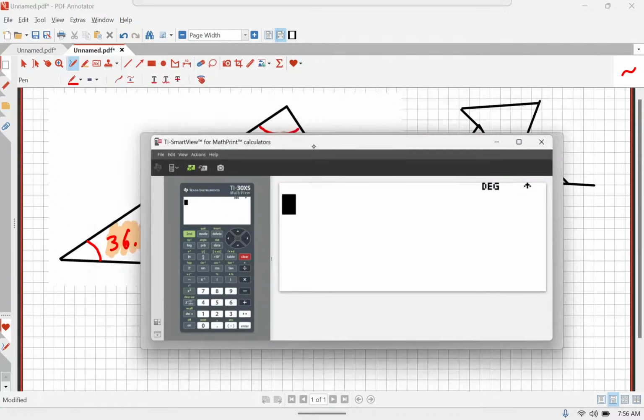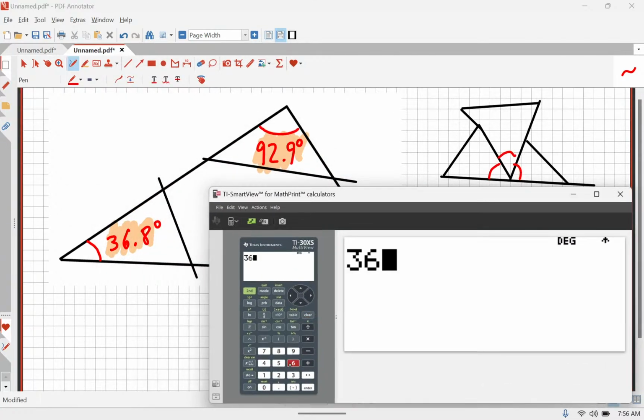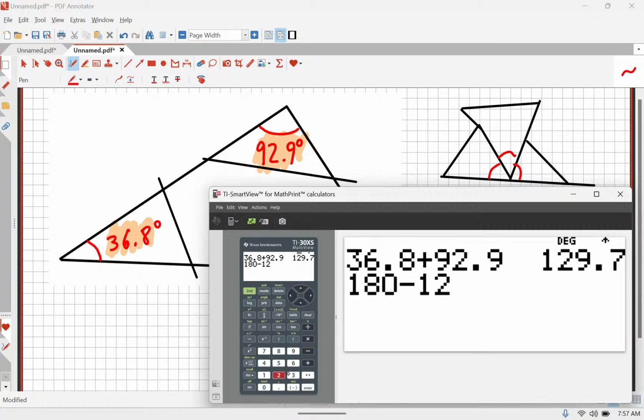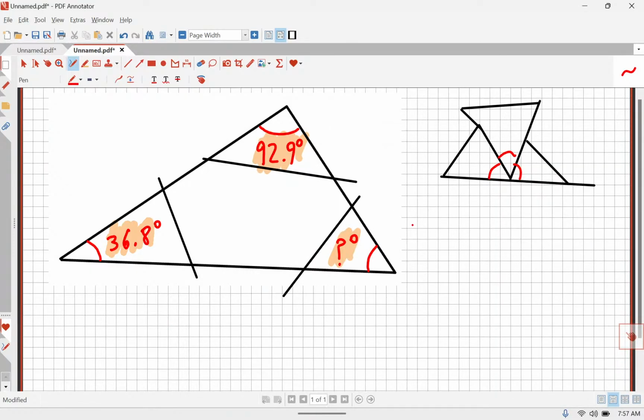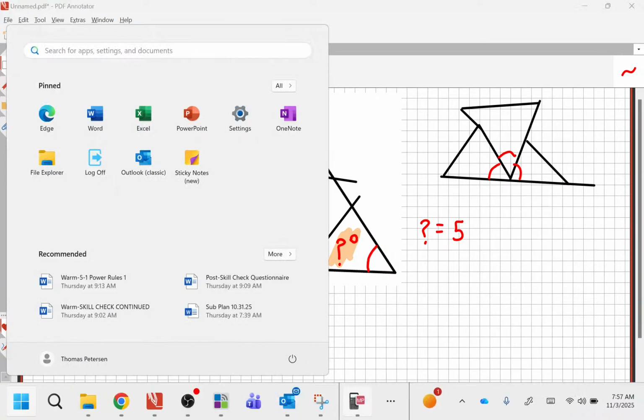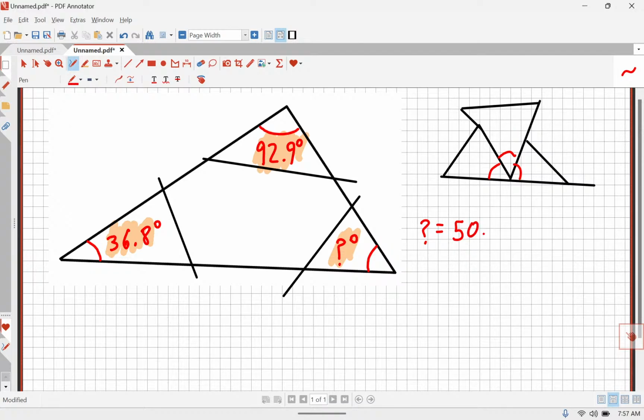Okay, there we go. All right, so we're going to add those together. 36.8 plus 92.9, and we're going to take that away from 180. So 180 minus 129.7 gives us 50.3. So the question mark was equal to 50.3 degrees. How many of us either got that or after seeing that one time feel like we can manage that okay? You guys doing okay out there?